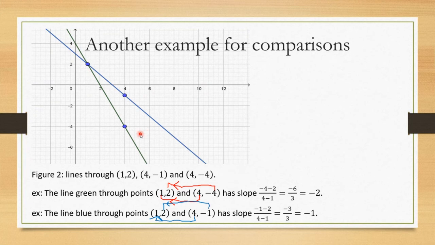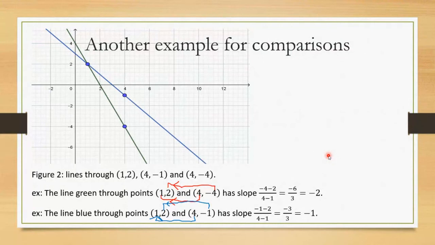Not only that, notice the green line, the slope is smaller, right? It's more negative, and this line is steeper. It's closer to being vertical. Well, that's no accident either. The more negative the slope of a line is, the steeper it's going to be.